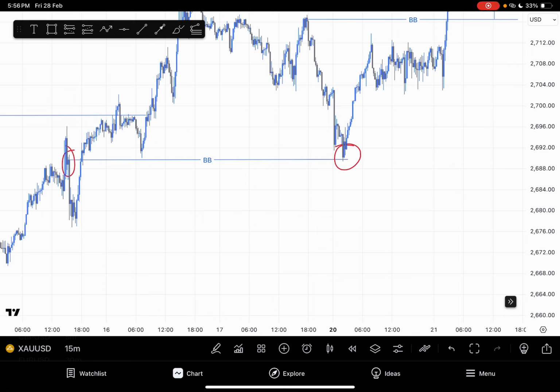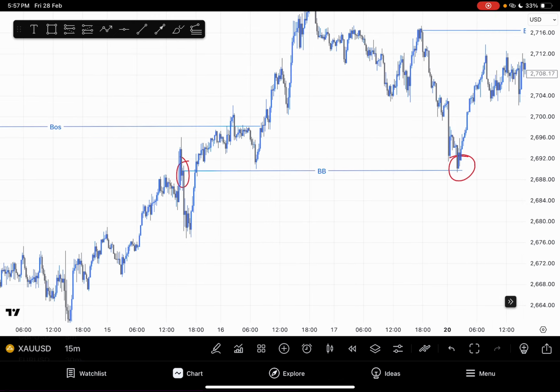That's the only way a breaker block can be valid. Number one, the breaker block must grab liquidity. Number two, the breaker block must be protected by liquidity. Number three, there must be a fair value gap by the side of the breaker block.